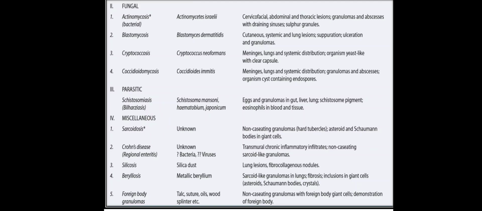Silicosis, lung lesions, fibrocollagenous nodules are present, and berylliosis, sarcoid-like granulomas in lungs, fibrosis, inclusions in the giant cells, which are like asteroid bodies, Schaumann bodies, crystals are present. Coming to the foreign body granulomas, non-caseating granulomas with foreign body giant cells are present, and there is demonstration of the foreign body.